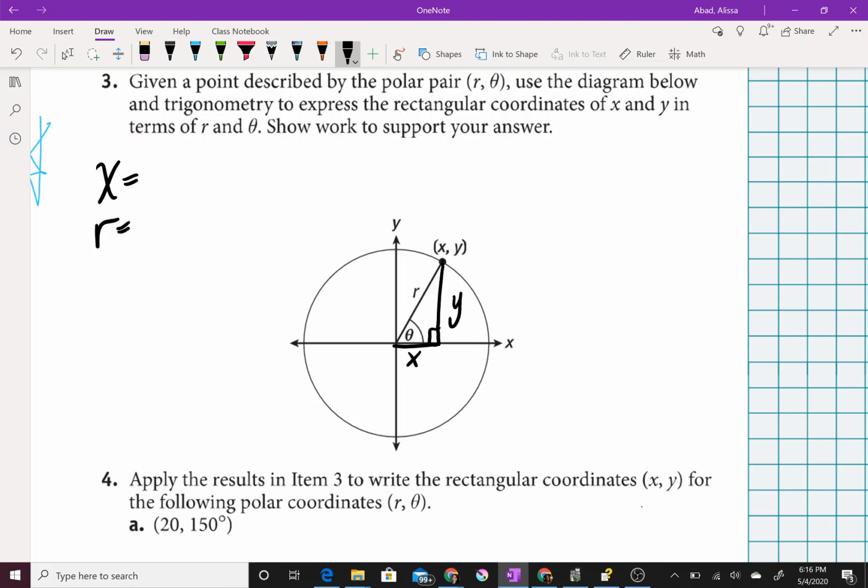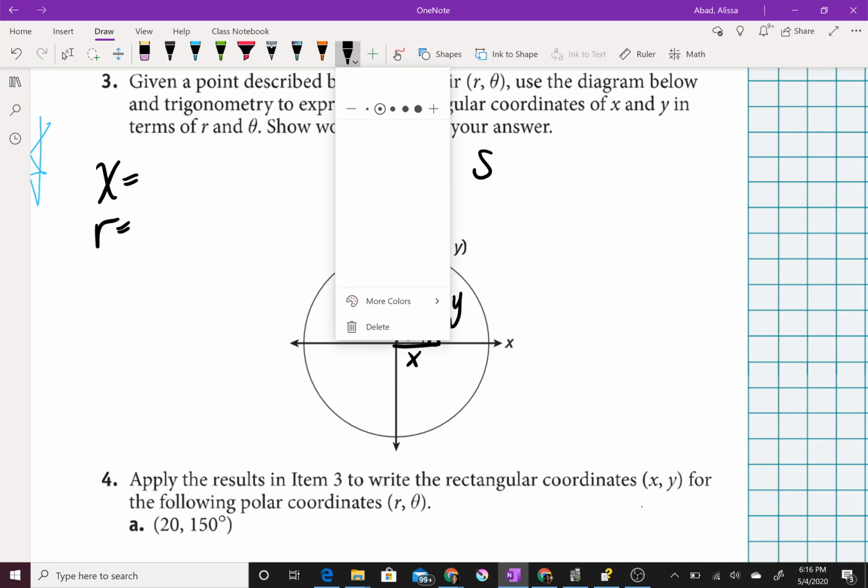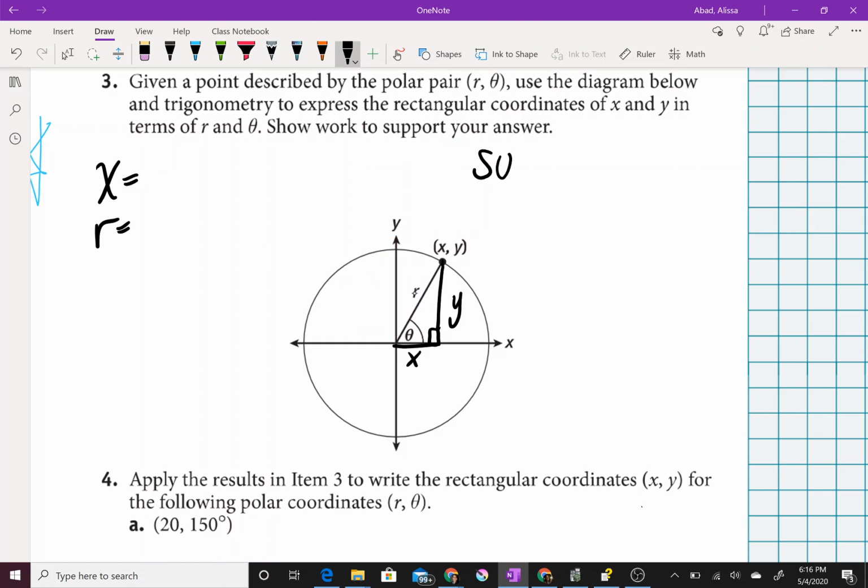So that means that r is going to be our hypotenuse, and we can use what we know about trig ratios to find out more about what x and y can be equal to, at least in relation to r and theta. I wrote down x and r, but we're finding x and y. Okay, and so let's use what we know with SOHCAHTOA to build this.